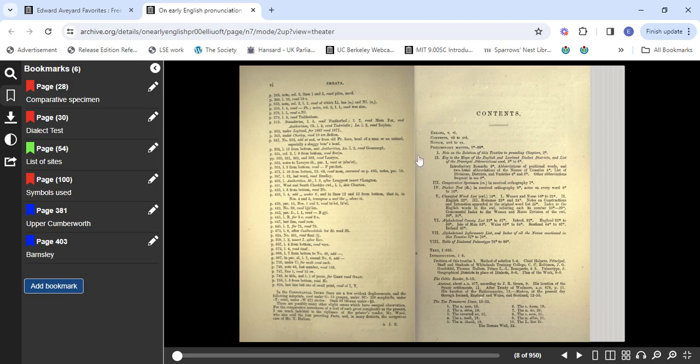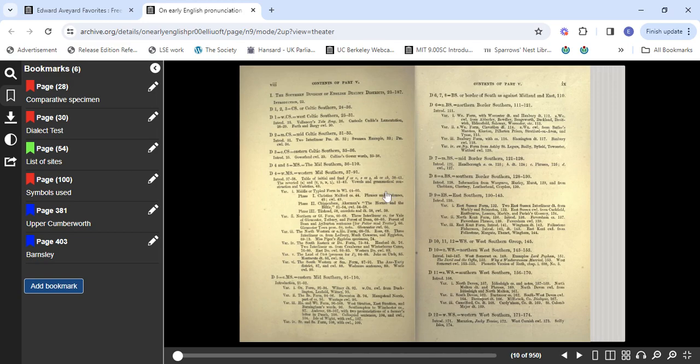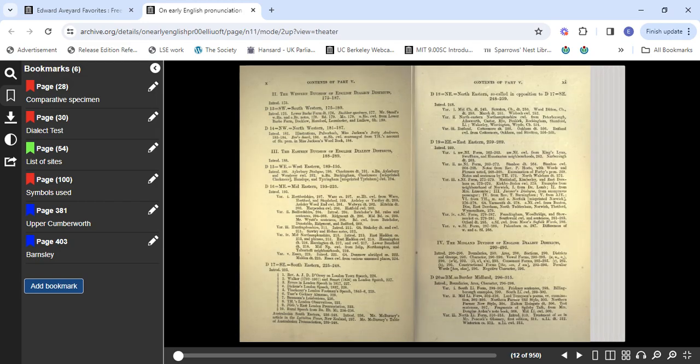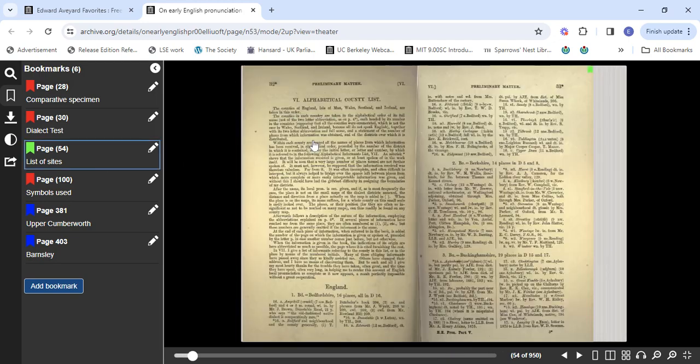You can start to see all the places he visited, and you can see he designated all these different dialects as number one, number two. Now, as you go through, eventually you'll get to a list of sites, and it tells you all the places he investigated, which I think was 8 or 900. And next to each one, he writes which dialect area it was in.